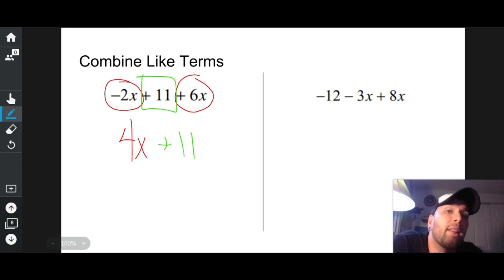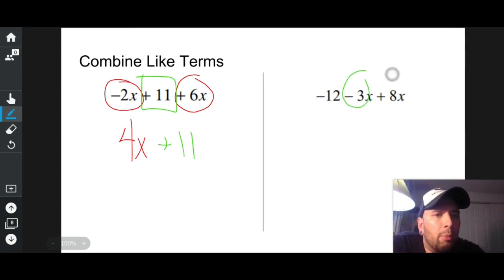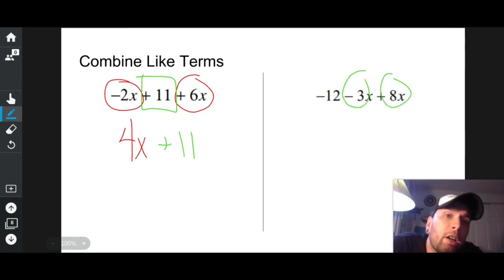Remember, when you combine like terms, you look at the variables. Any variables that are exactly the same, you add the coefficients in front. So instead of turning this problem into xylophones and dollars, these guys have the same exact variables. I add the coefficients in front. I add the -3 and the 8, which combine to make 5. Bring along the x for the ride. And -12 has no friend.